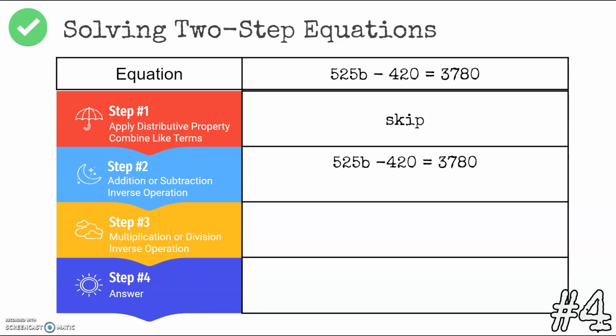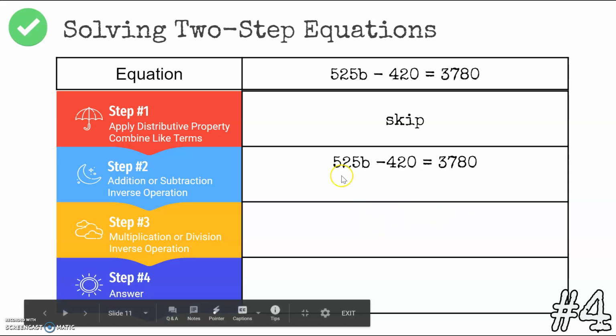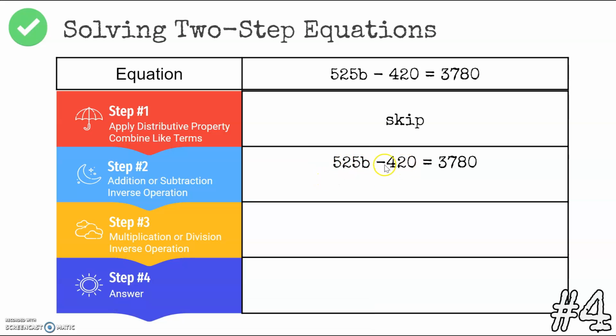We're looking for the inverse operation. What is not connected to my variable? So notice that they kind of changed places. We're not used to it being on the left side. We're used to it being on the right side. However, my B is connected to my 525. So I'm going to focus on this negative 420 right here. And I'm going to do the inverse operation of that, which is a positive 420. So I'm going to add that to both sides. It cancels out on the left side. And I'm going to bring down my 525B equals 4,200. When I add 3,780 and 420, I get 4,200.